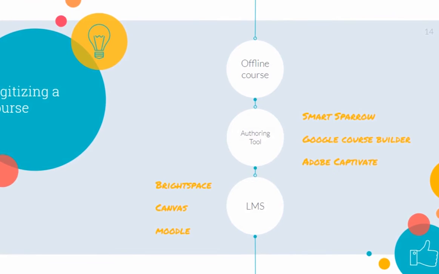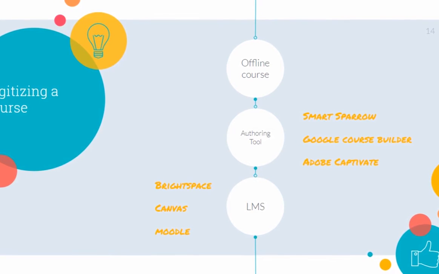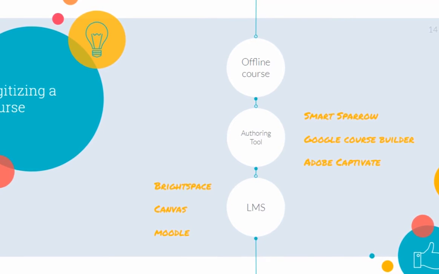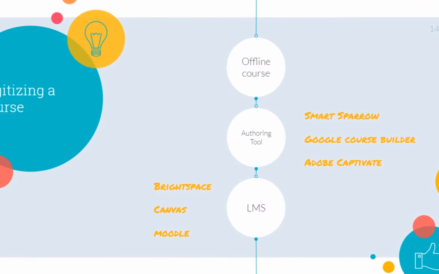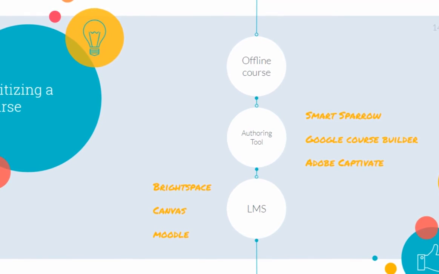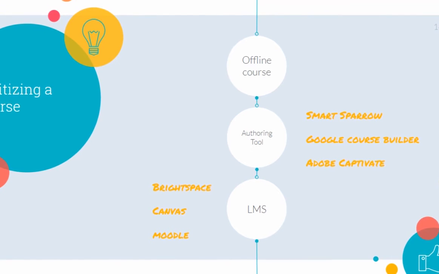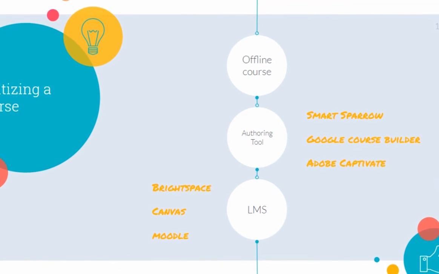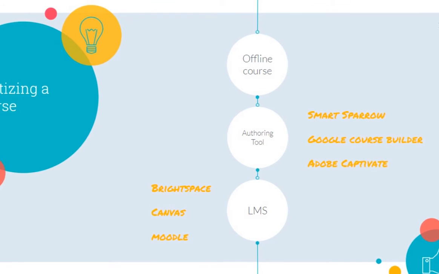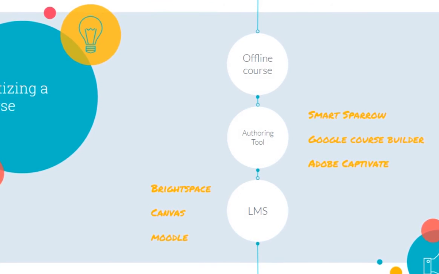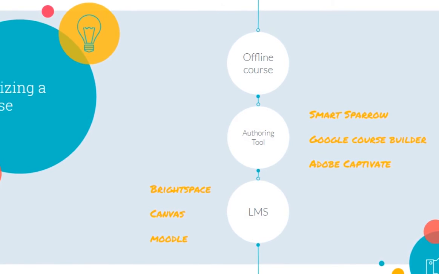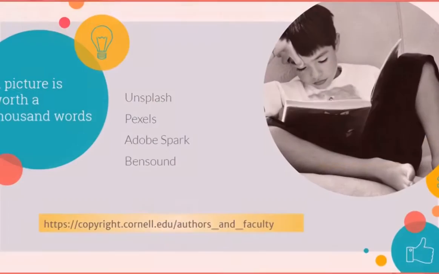Once your course is designed and your tech requirements are understood, you will begin the digitizing process. There are a plethora of options for this process. Digitizing a course is most often done using an authoring tool such as Smart Sparrow, Google Course Builder, or Adobe Captivate, after which it is hosted on a learning management system like Brightspace, Canvas, or Moodle. However, sometimes learning management systems double as authoring tools. A few other free options are Google Classroom and Google Sites.